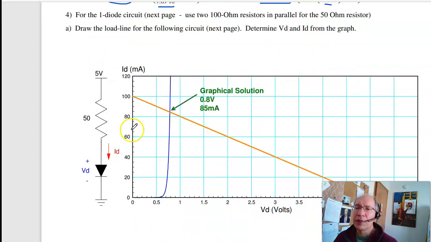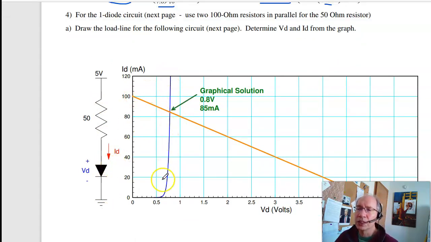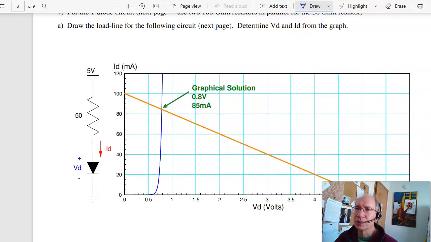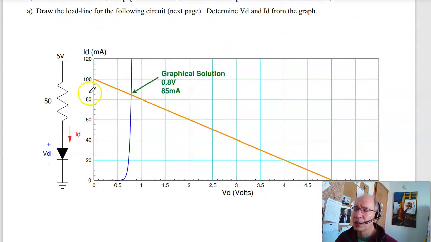If I have this circuit, I want to find the current and the voltage. I've got two equations, two unknowns. One equation is the diode equation. The second equation comes from the circuit. So from the circuit, if the current is 0, x-axis, the voltage across the diode is 5 volts. That's right here. If the voltage is 0, the y-axis, I have 5 volts over 50 ohms, 100 milliamps.